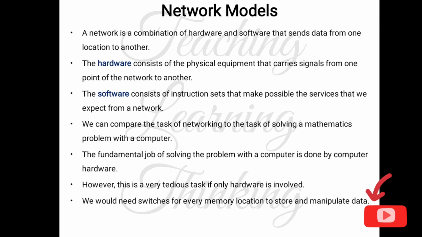Network models. A network is a combination of hardware and software that sends data from one location to another. Hardware consists of physical equipment that carries signals from one point to another. And the software consists of instruction sets that make possible the services that we expect from a network.